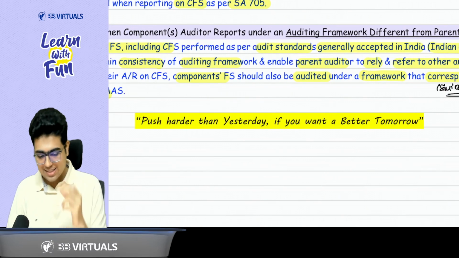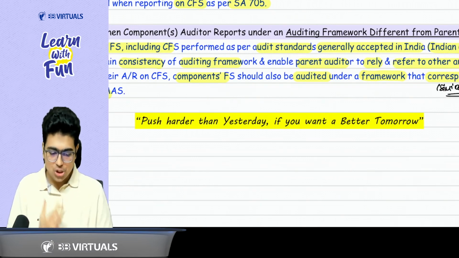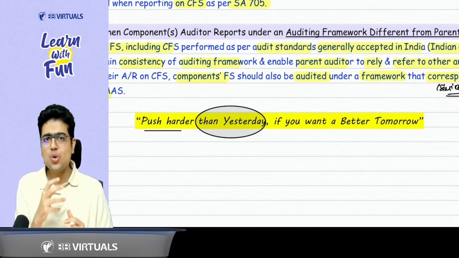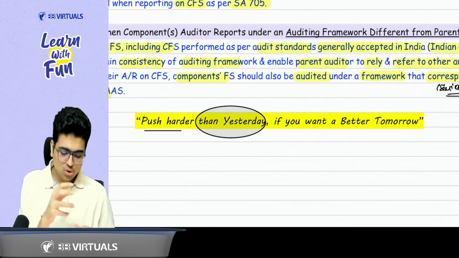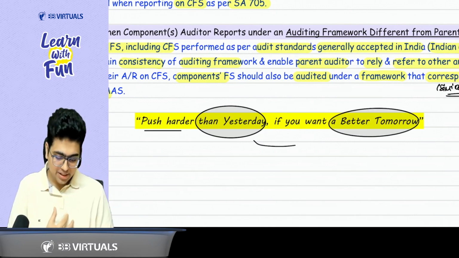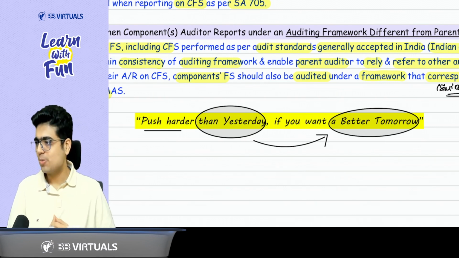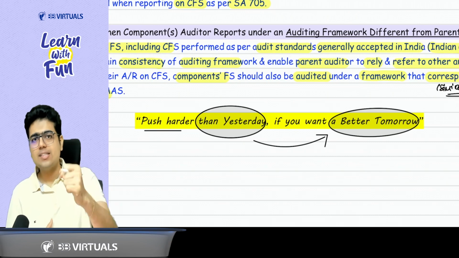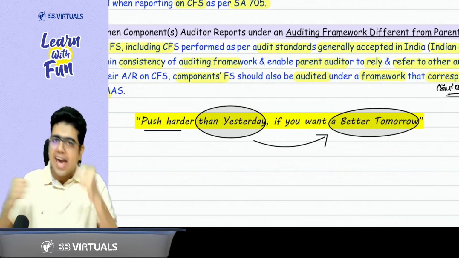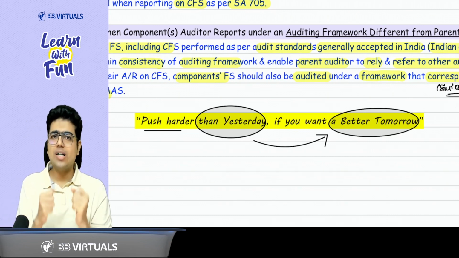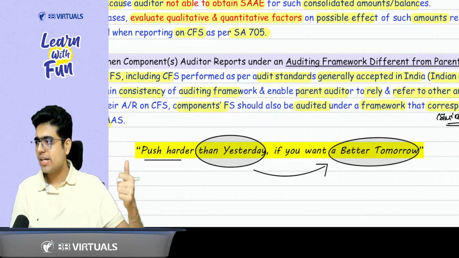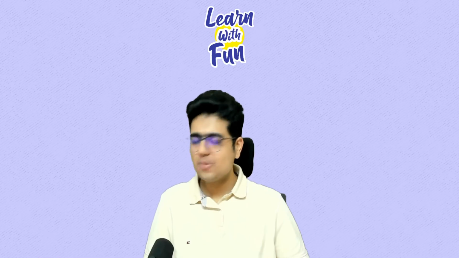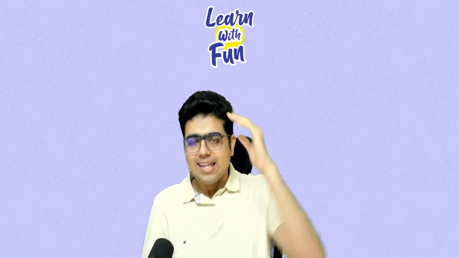So lastly, just remember one thing, that you need to push harder than yesterday. You need to work harder than yesterday so that you can get a better tomorrow. So if you want a better tomorrow, work harder, be more disciplined, be more consistent, have that fire within you to achieve more and more. If you are pushing it harder than yesterday, definitely you are going to have a better tomorrow. So thank you so much everyone. On this positive note, let's wrap up this session.